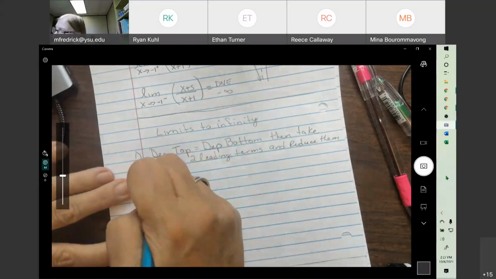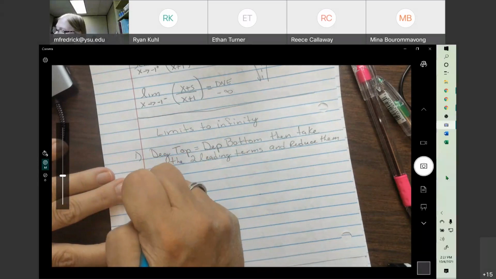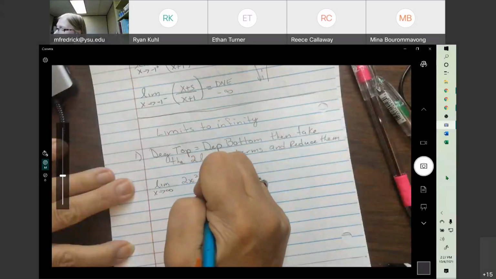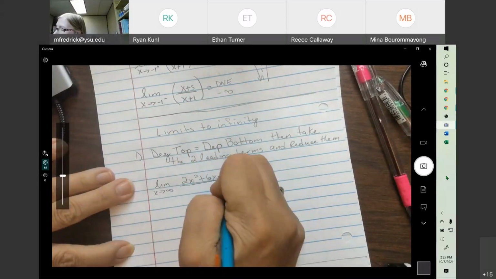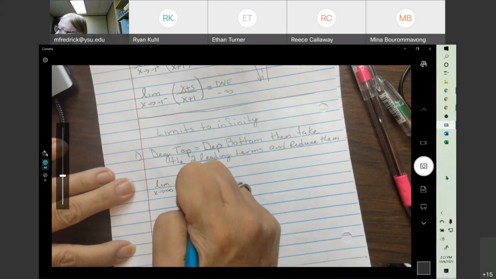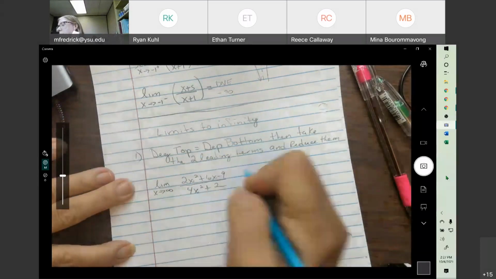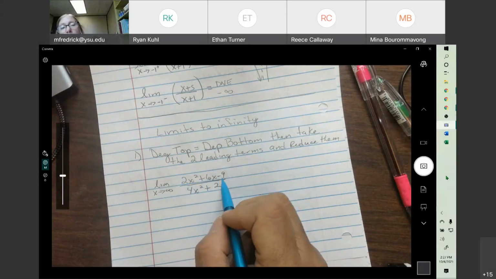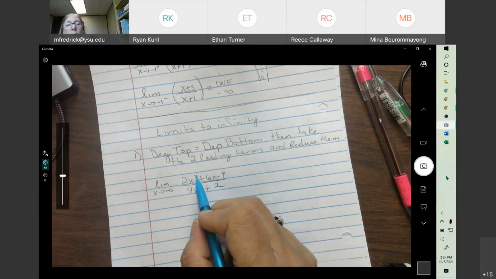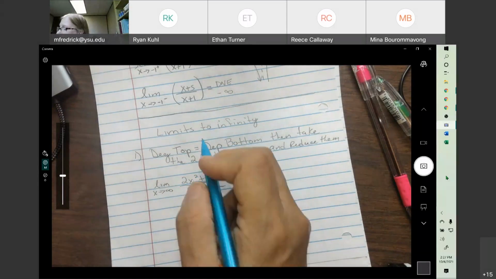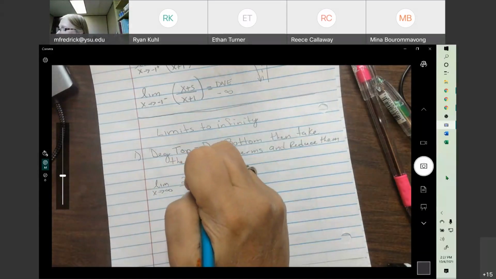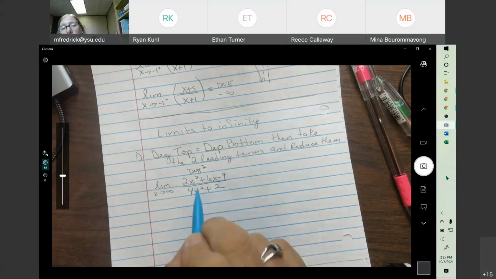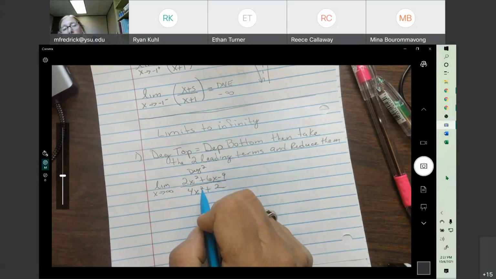So if we had the limit as x goes to infinity of 2x squared plus 6x minus 9 over 4x squared plus 2. The degree of the top is 2. It's your largest exponent. The degree of the bottom is also 2 because the largest exponent is 2.